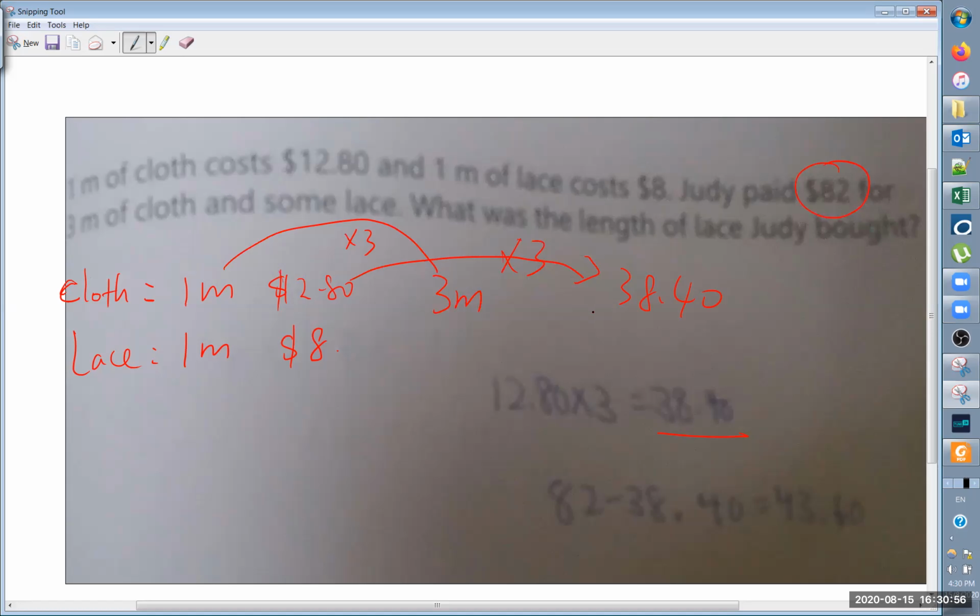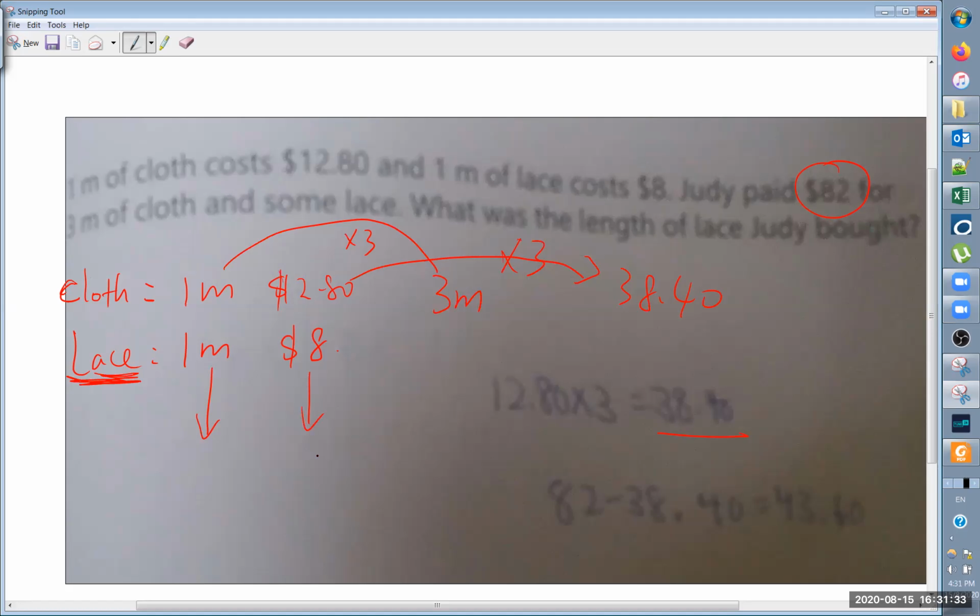Then you can find out how much money the person spent on lace, right? So how do you find how much money is spent on lace? You use $82 minus $38.40, which is $43.60. So the person used $43.60 for lace. Okay? So now let's use proportionality. So let me group them. This is for the length, and this is for the dollars.